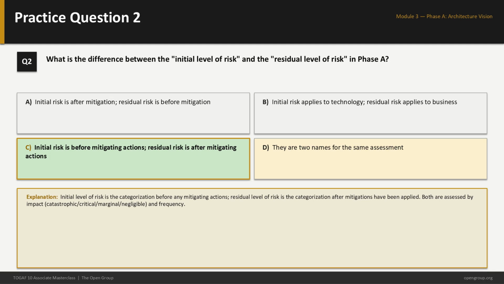Question 2. What is the difference between the initial level of risk and the residual level of risk in phase A? Pause to consider your answer. The correct answer is C. Initial risk is before mitigating actions, residual risk is after mitigating actions. Initial level of risk is the categorization before any mitigating actions, residual level of risk is the categorization after mitigations have been applied. Both are assessed by impact, catastrophic, critical, marginal, negligible, and frequency.